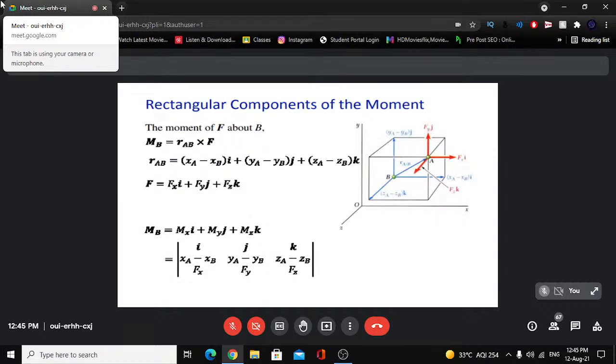Now here, sometimes you may know the coordinates of the point, and the point about which we want to take the moment may not be the origin, the global origin.